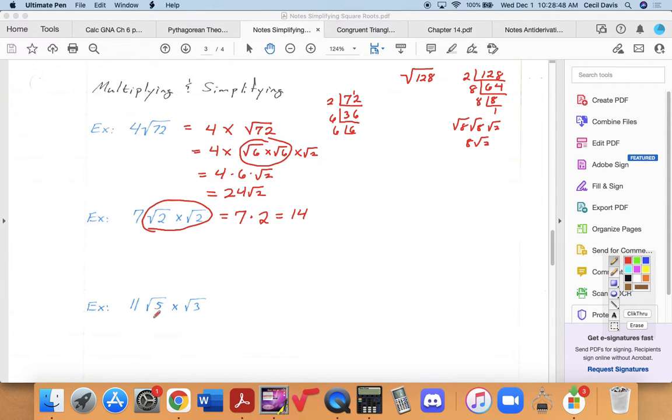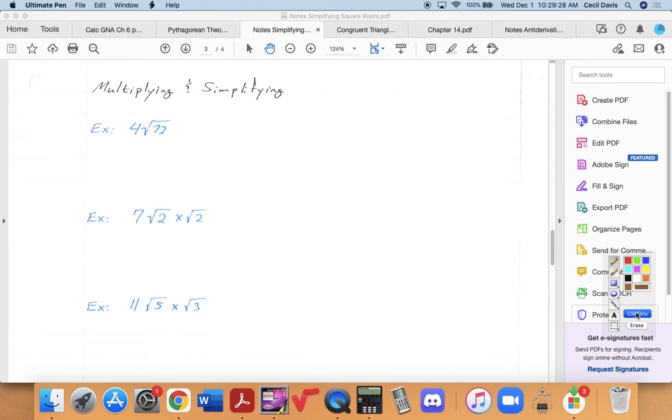On this one, we've got 11 square roots of 5 times the square root of 3. Yeah, we keep the 11. It'll be 11 square roots of 15. That's the answer. Can you simplify it? No. How are you going to simplify? If you take the factors of 15, the only two factors of 15 are 5 and 3. None of them are alike, so it's not going to simplify. So although you can factor 15, it doesn't have any like factors, so the square root is not going to simplify. All right, let's go on.